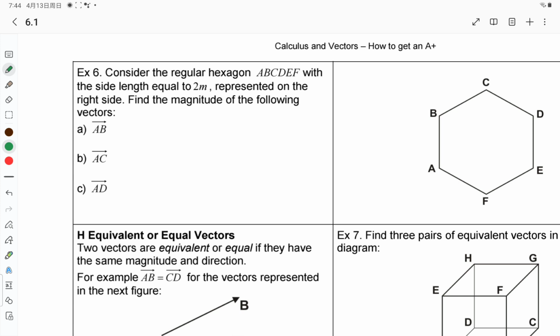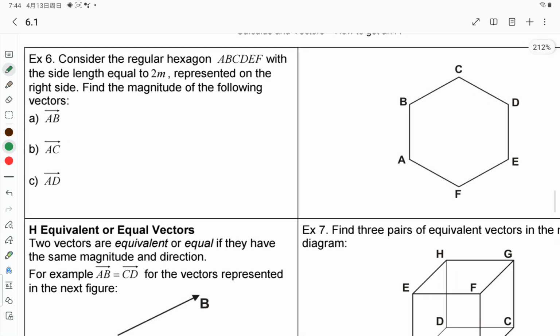Consider the regular hexagon ABCD. Alright, so find the magnitude of the following vectors. Yeah, what about this one?